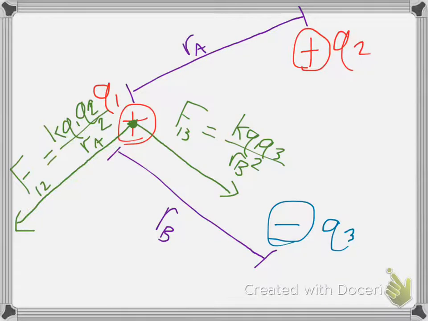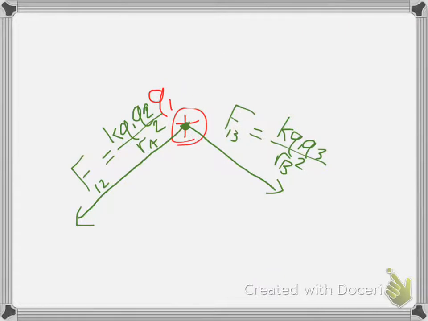Now I've done the same thing for Q3. Notice that it's pointing directly toward Q3, because positives and negatives attract each other. I've labeled that F13. Now that's all I need. I can ignore everything else going on with Q2 and Q3, and I've just got an adorable little free body diagram on Q1.